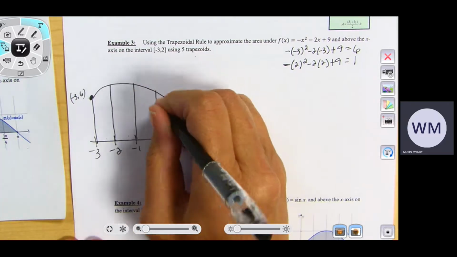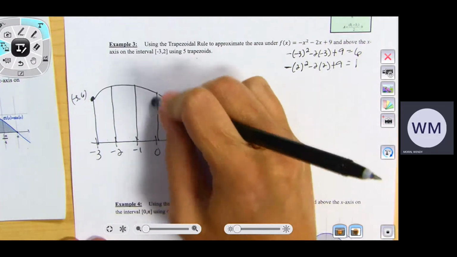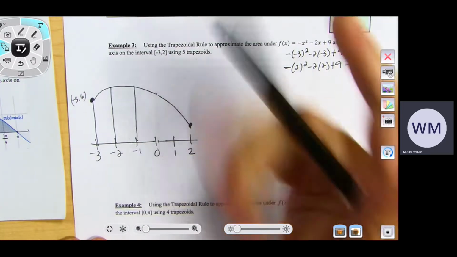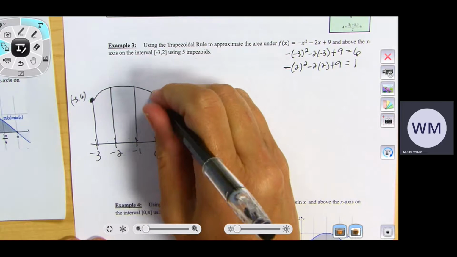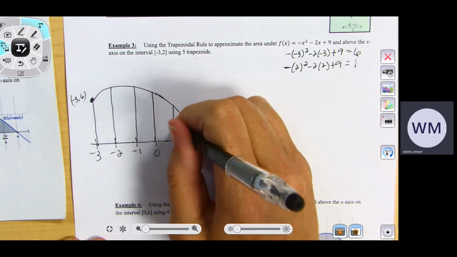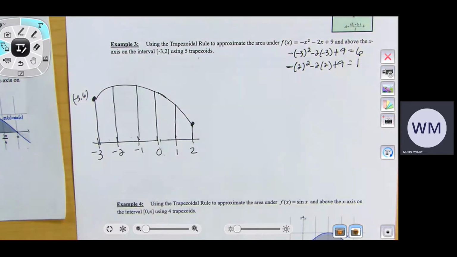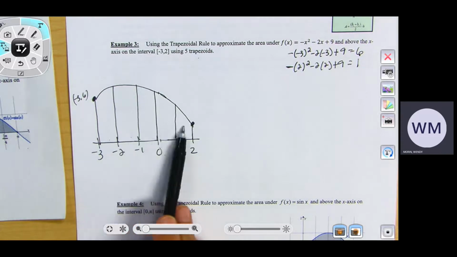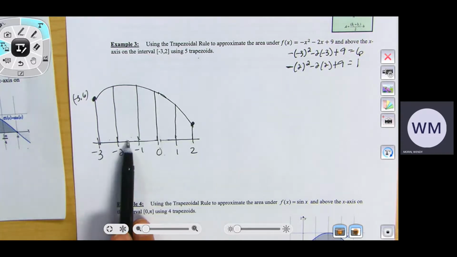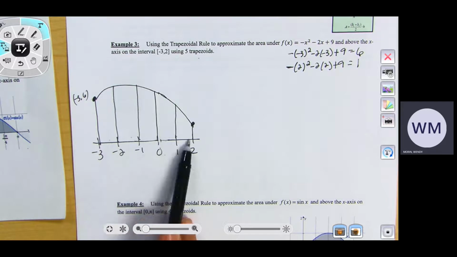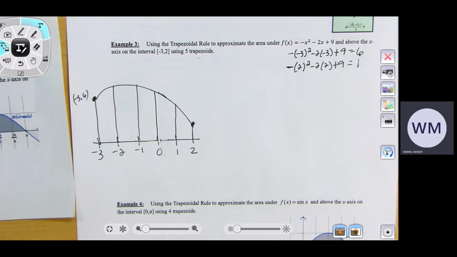So do the same thing. Same thing we did before. We have our widths, we have 5. 1, 2, 3, 4, 5. So our width here is 1. But remember, that's not our width. Let me draw in the trapezoids. I'm going to draw those in red.